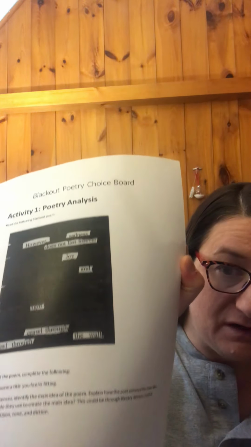So your choice boards are this. There's a poetry analysis. So you have a blackout poem. It's very, very short. And you've got a couple of things that you have to do with it. Give the poem a title you feel is fitting. That's the first thing you have to do, is title that poem. And the second thing is, in 4 to 5 sentences, identify the main idea of the poem. Explain how the poet conveys this main idea. What details do they use to create the main idea? This could be through literary devices such as imagery, repetition, tone, and diction. And if you listen to Miss Boutin's PowerPoint, she explains how to analyze these types of poems, so it'll give you some information. So that's one of your choices.